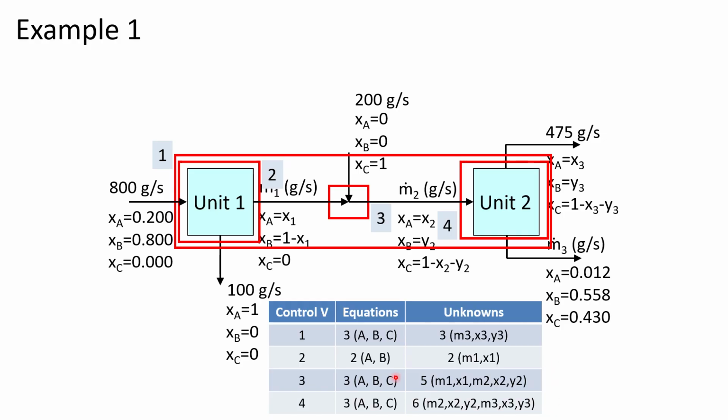The rest of the control volumes, the analysis is shown here. For the mixing point, there are 3 components associated with the streams that flow into and out of that control volume, but there are 5 unknowns. And for control volume 4, there are 3 equations we can write because there are 3 components, but there are 6 unknowns. So based upon this preliminary analysis, it appears that we should be able to solve the mass balances for control volume 1 and control volume 2 for the unknowns associated with them. Once we have those unknowns, hopefully we'll be able to solve for the unknowns associated with control volumes 3 and 4.